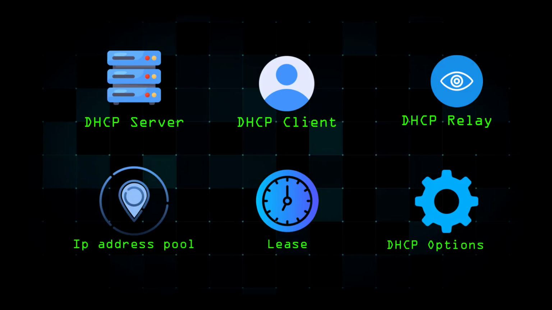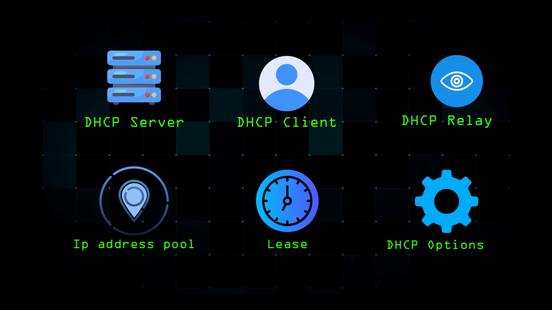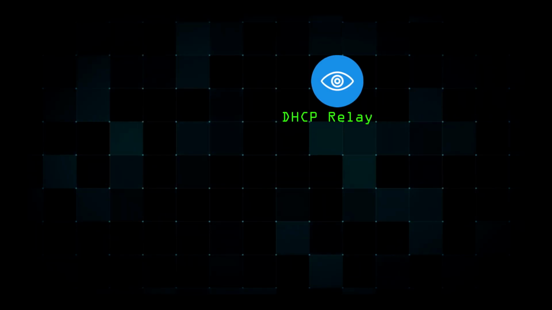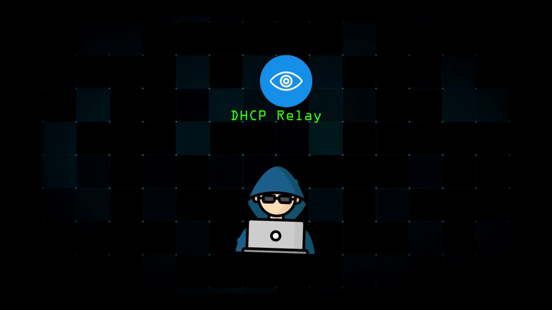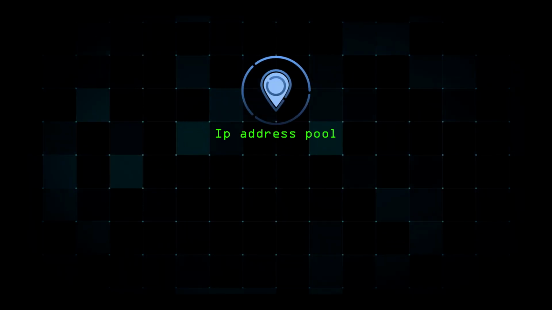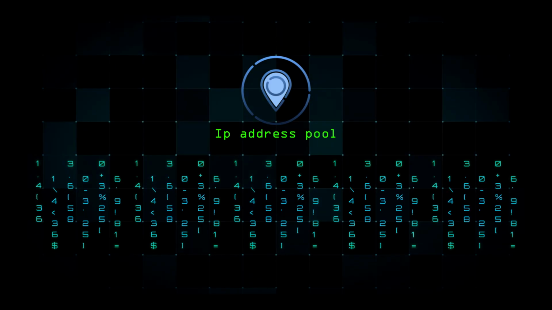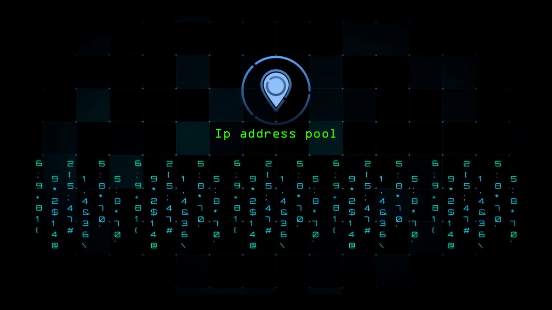Now sometimes, devices and servers are on different networks and they can't communicate directly. That's where the DHCP relay comes in. It acts like a middleman, forwarding requests between the client and the server. Then we have the IP address pool. This is simply a range of IP addresses that the DHCP server can assign to devices.